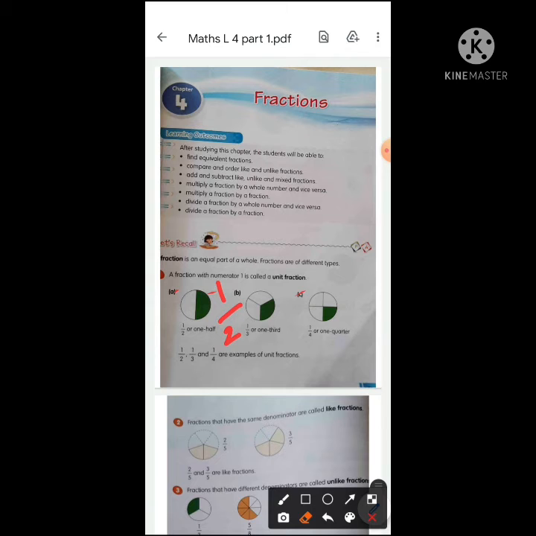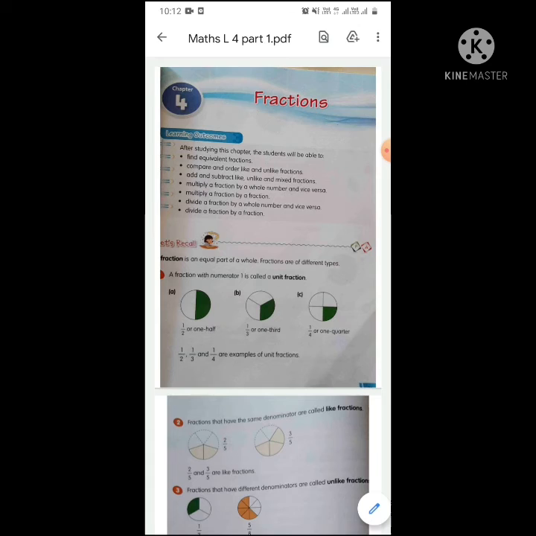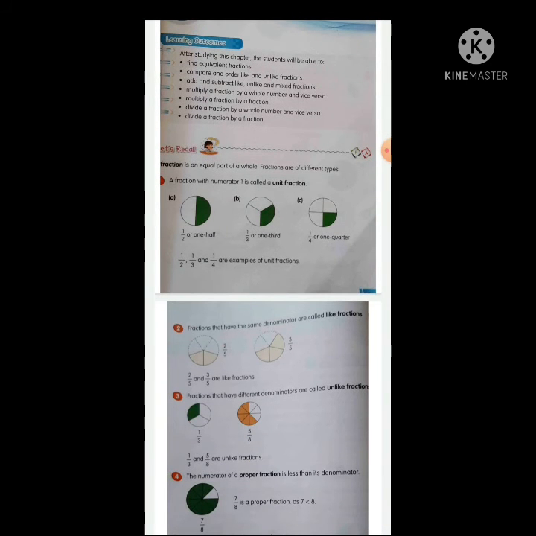Same way, now see the second one, B, 1/3. There are three parts: 1, 2 and 3. In this, how much is colored? One part is colored, so it will be 1 upon 3. Same way, the fourth one: if from four parts, one part is colored, what will we write? 1 upon 4. Same way, you can do like fraction, unlike fraction, proper fraction, improper fraction.